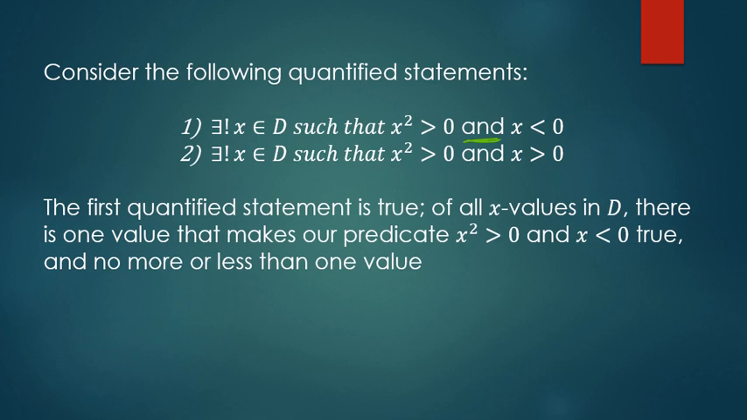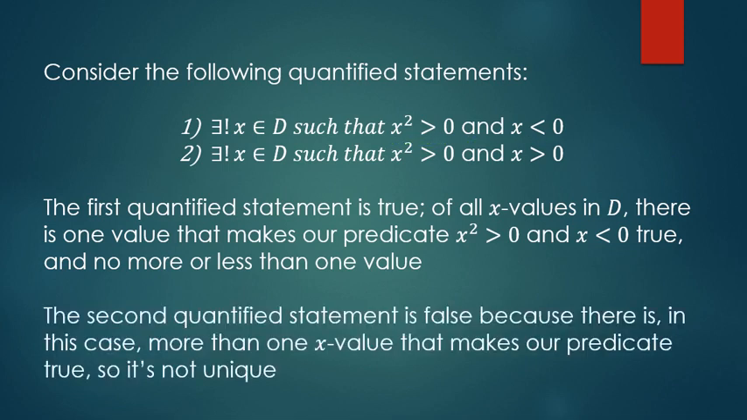Take -1 and square it, you get +1, and -1 is indeed less than 0. And there is no other x value in there that satisfies both of these 2 pieces of our predicate. So there is only one x value that will make this true. Therefore, this unique existential statement is true.